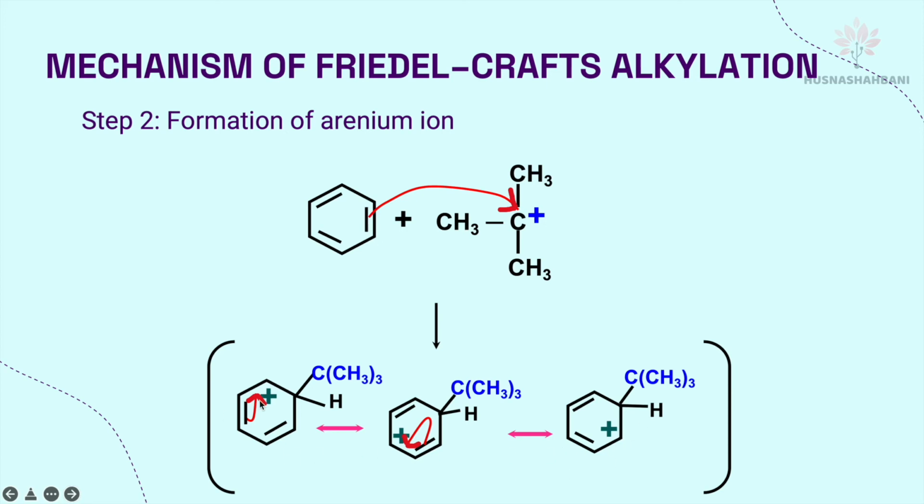These are the resonance structures, so it keeps moving. The position of the double bond keeps moving to stabilize the positively charged carbon. So this is what we call the arenium ion.